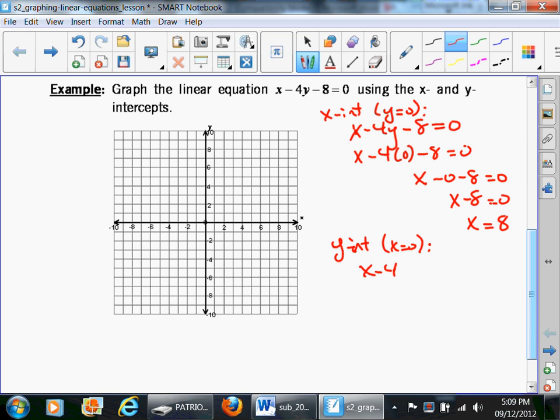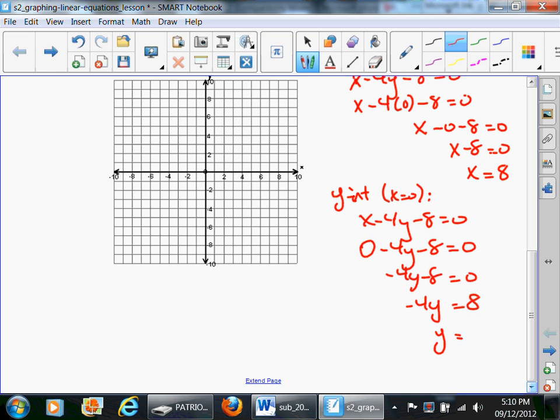So it's x minus 4y minus 8 equals 0. Going to plug in 0 for x. So 0 minus 4y minus 8 equals 0. Then we get negative 4y minus 8 equals 0. Negative 4y equals 8. y equals negative 2. So that's the y-intercept. Alright? So now we have the x-intercept and the y-intercept.